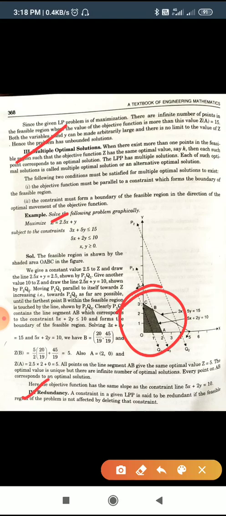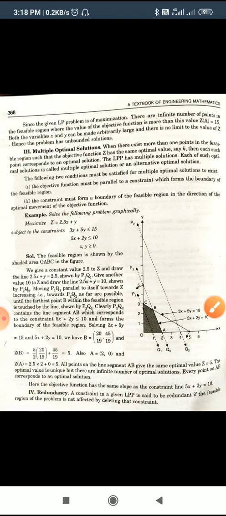Fourth one is redundancy. Redundancy: if any restriction does not affect the bounded region, the shaded area in the LPP, then we say that this restriction is redundant. So, redundancy is if any restriction does not affect the bounded region, the feasible region, then we say that there is redundancy.